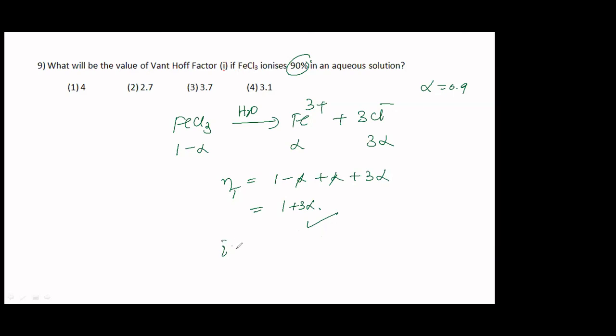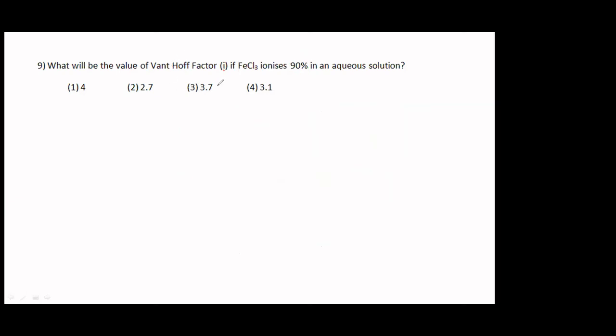Then i will be equal to the number of moles after dissociation divided by the number of moles which you have taken before. Before, you have taken only 1 mole. After that you are getting 1 plus 3 alpha, divided by 1. This is the value of it. Okay. Now I think all of you followed this. So the correct option is option 3. I think we can take one more and then we can stop.